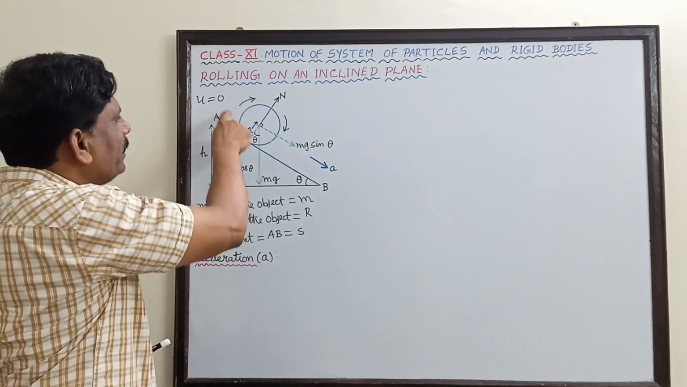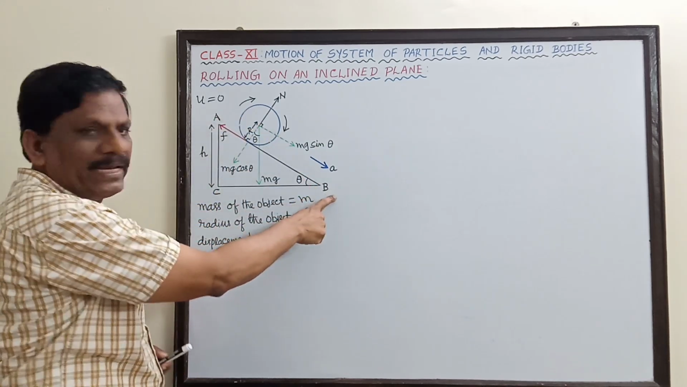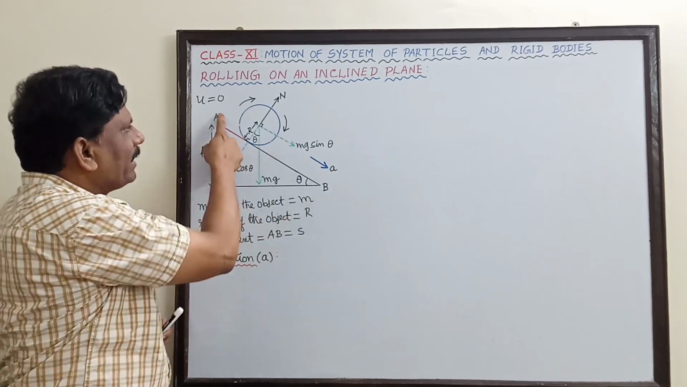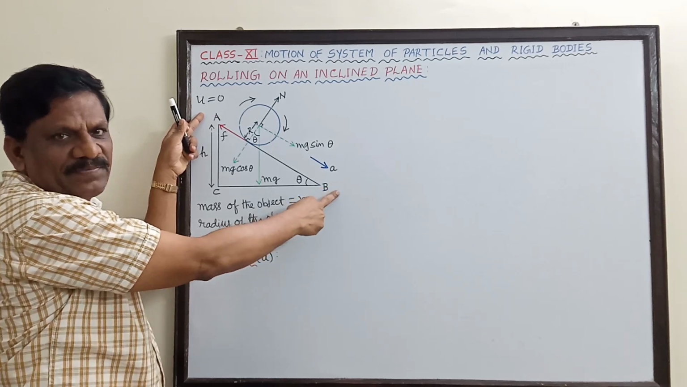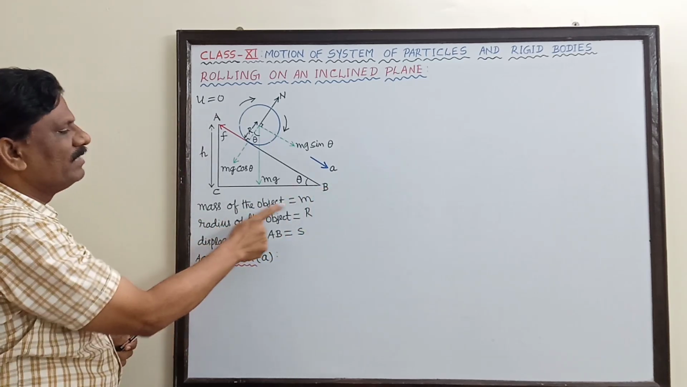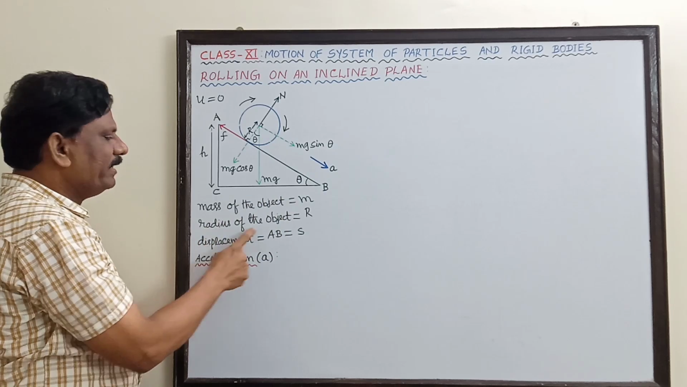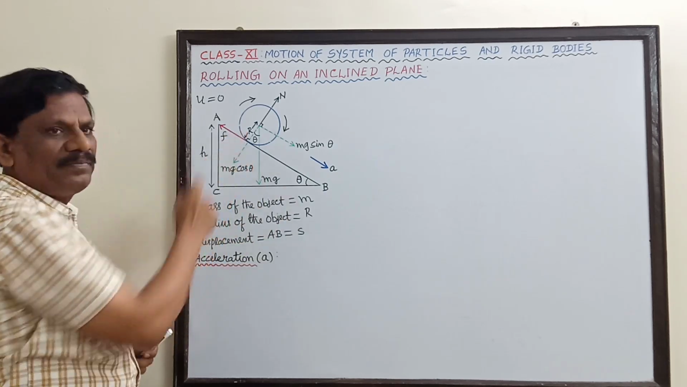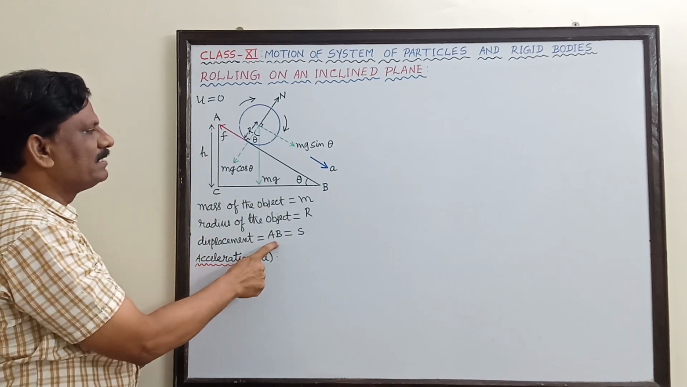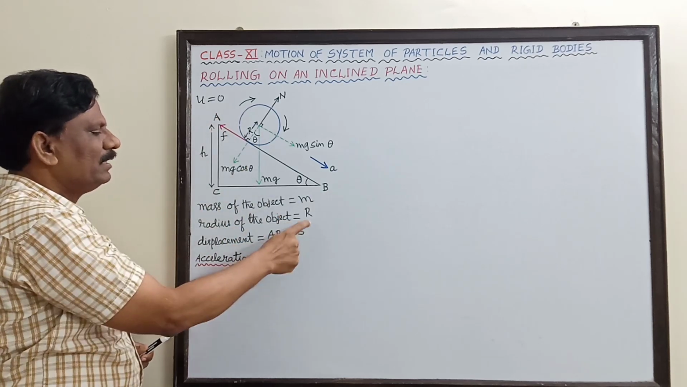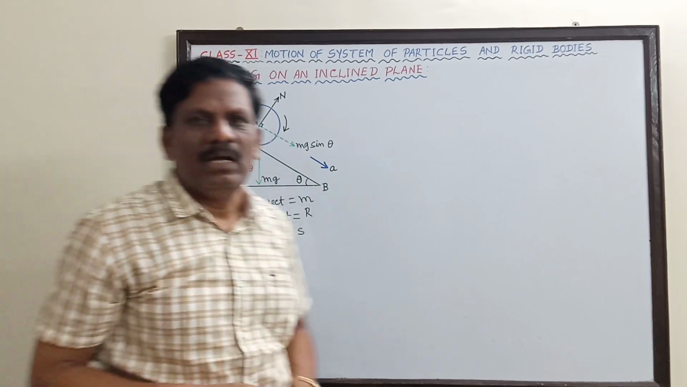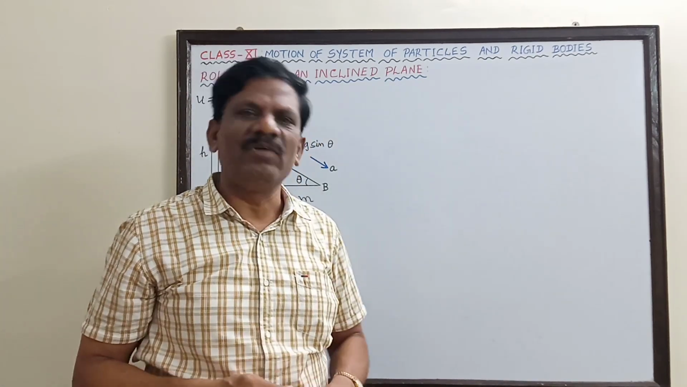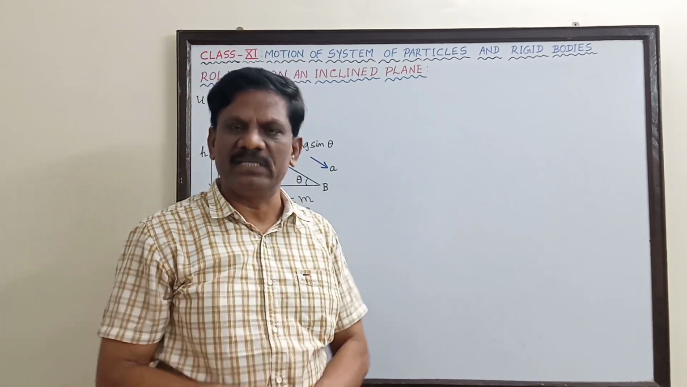It will roll down the inclined surface and reach the point B. So it travels a linear displacement AB equal to S. I have written here: mass of the object is m, radius of the object is capital R, and its displacement AB is equal to S. Now, first I am going to derive an expression for the acceleration of this object.